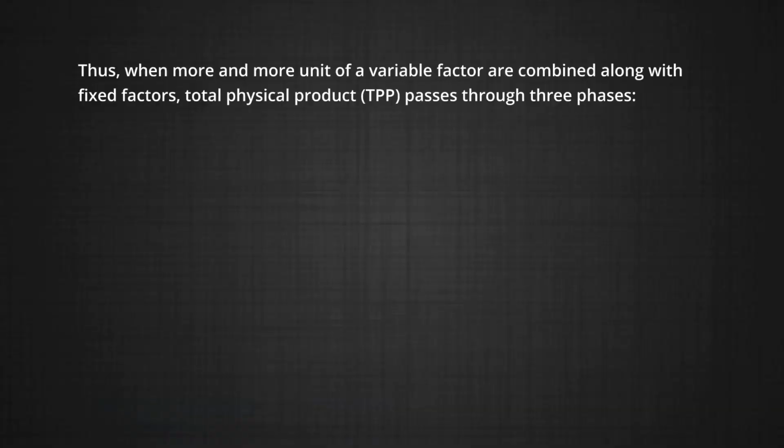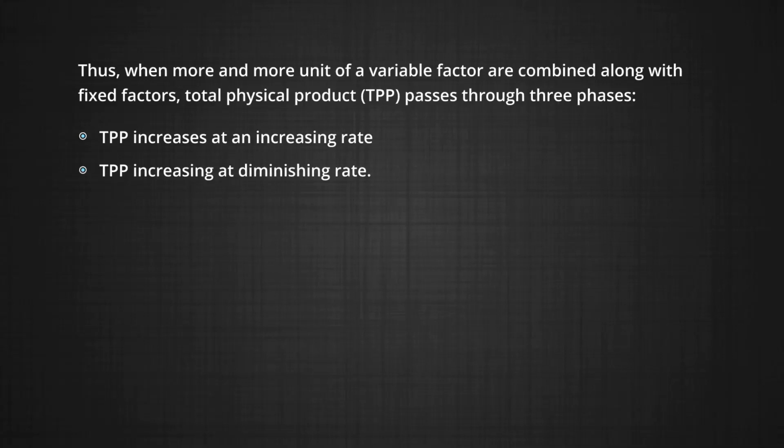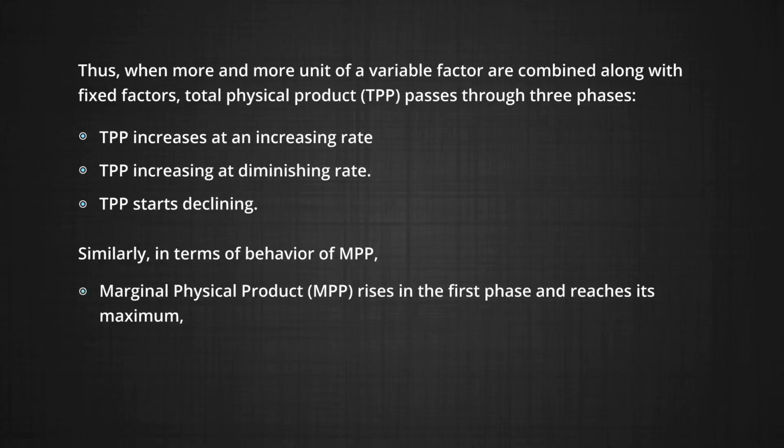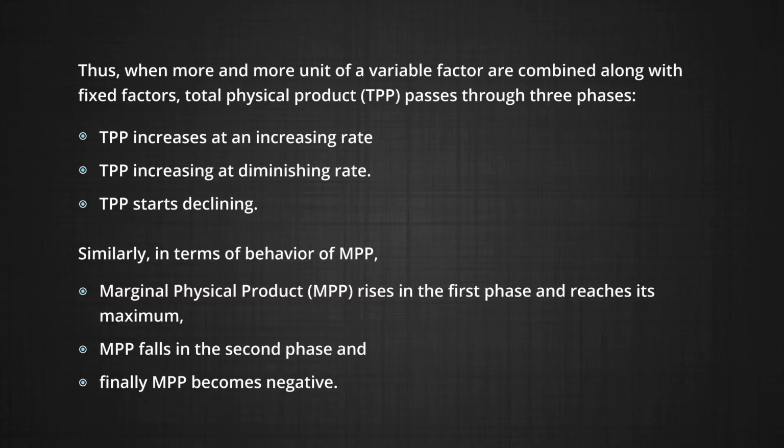Thus, when more and more units of variable factor are combined along with fixed factors, the total physical product passes through three phases. First, it increases at an increasing rate. Next, it increases at a diminishing rate. And then eventually, it starts declining. Similarly, in terms of the behavior of the marginal physical product, the marginal physical product rises in the first phase, reaches its maximum, and then falls in the second phase, and in the third phase it becomes negative. This law operates in the short run when all factors of production cannot be increased or decreased simultaneously.